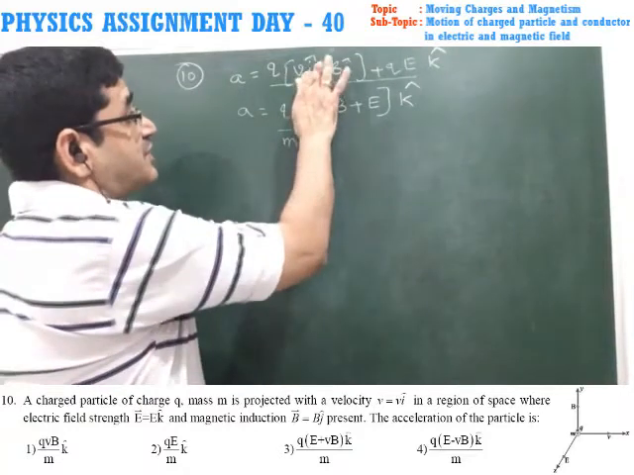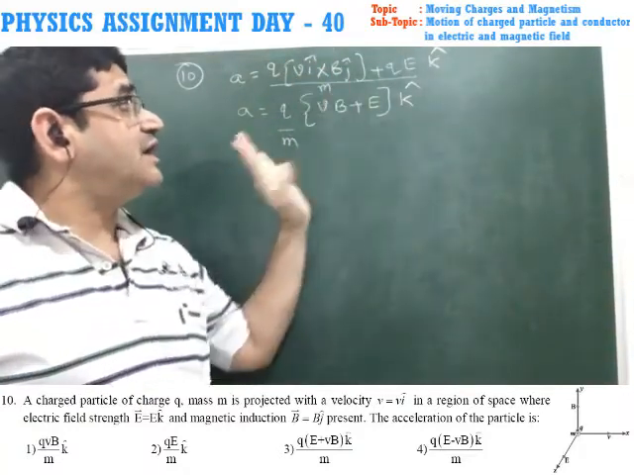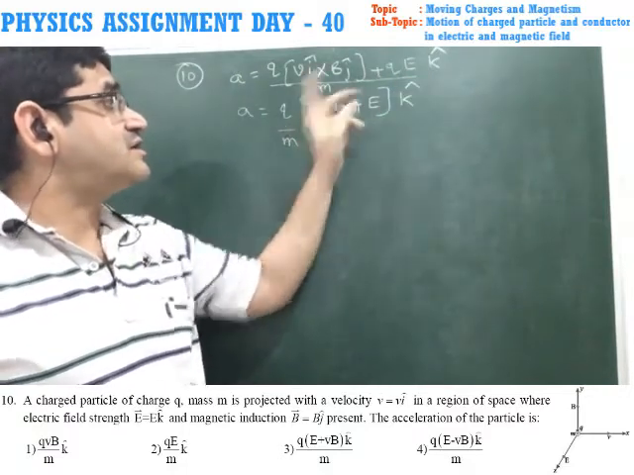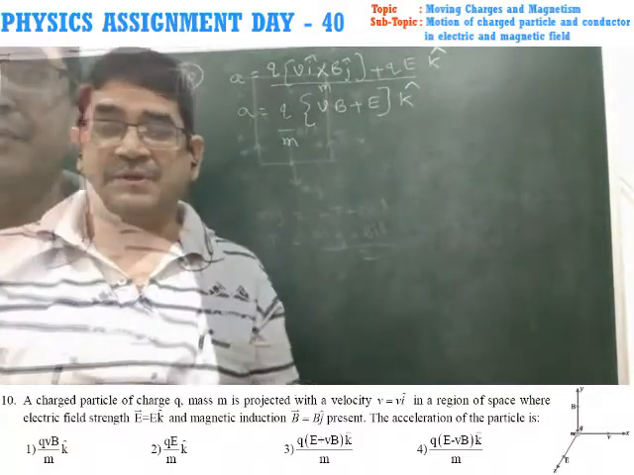No, actually it's not plus, it's cross. So v cross B: v B, i cross j is k. So here qE k, vB plus E into k. So it's a very simple formula and you can do it.